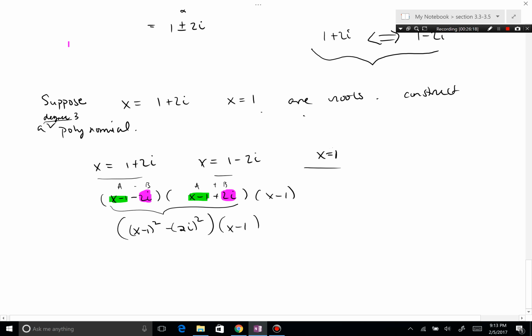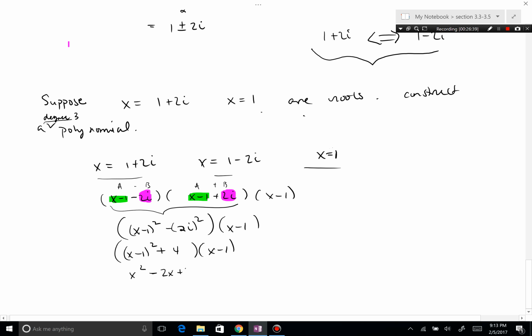All right, so this gives me x minus 1 squared. Anybody remember what this is? I squared is going to give me negative 1. So this is going to make it plus 4 times x minus 1, which is going to give me x squared minus 2x. Sorry, guys. Forgetting how to do multiplication.